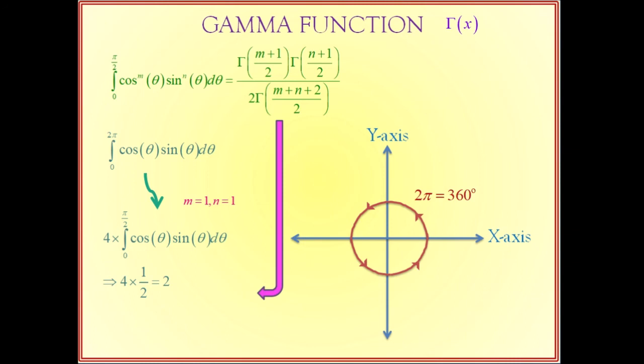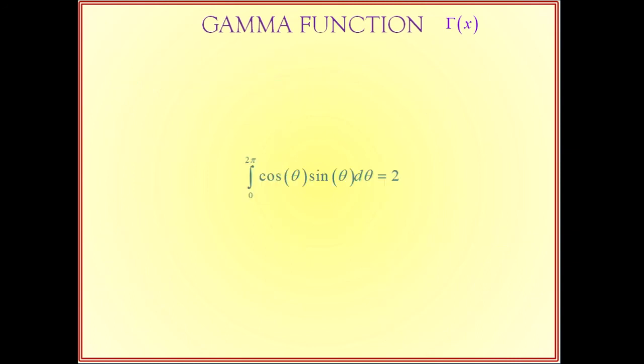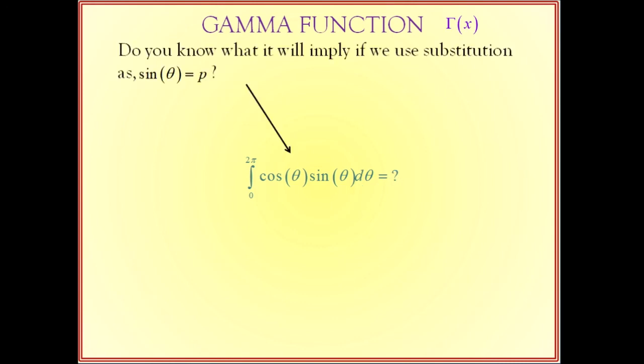So guys, finally, we have the required value of the integration of cos theta sin theta d theta from 0 to 2 pi as 2. But you know what? It has a different value if we use the substitution of sin theta as p. If you try it yourself, you will find that the value of this integration is actually 0 and not 2. But with the gamma function, it is 2. I hope you guys got the point.